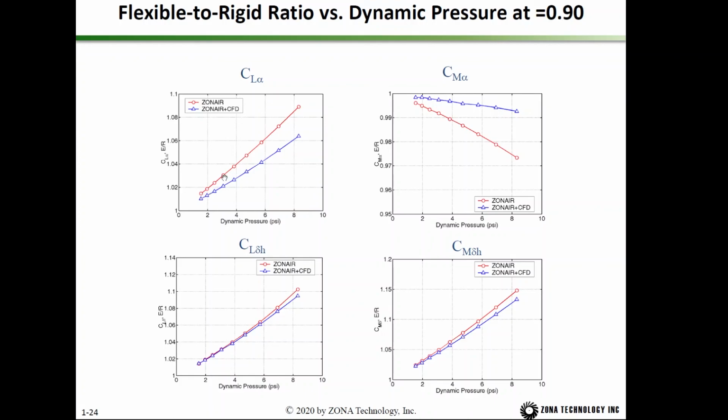And if we use ZONAIR, this is E over R of CL alpha, this is E over R of CM alpha, then if we use the CFD computed CP to replace ZONAIR computed CP, then we flexibilize the CFD computed rigid CP. Then this is the E over R of the CL alpha, and this is the E over R of CM alpha, and this is the horizontal tail, generating the CL, and this is CM per horizontal tail deflection angle.